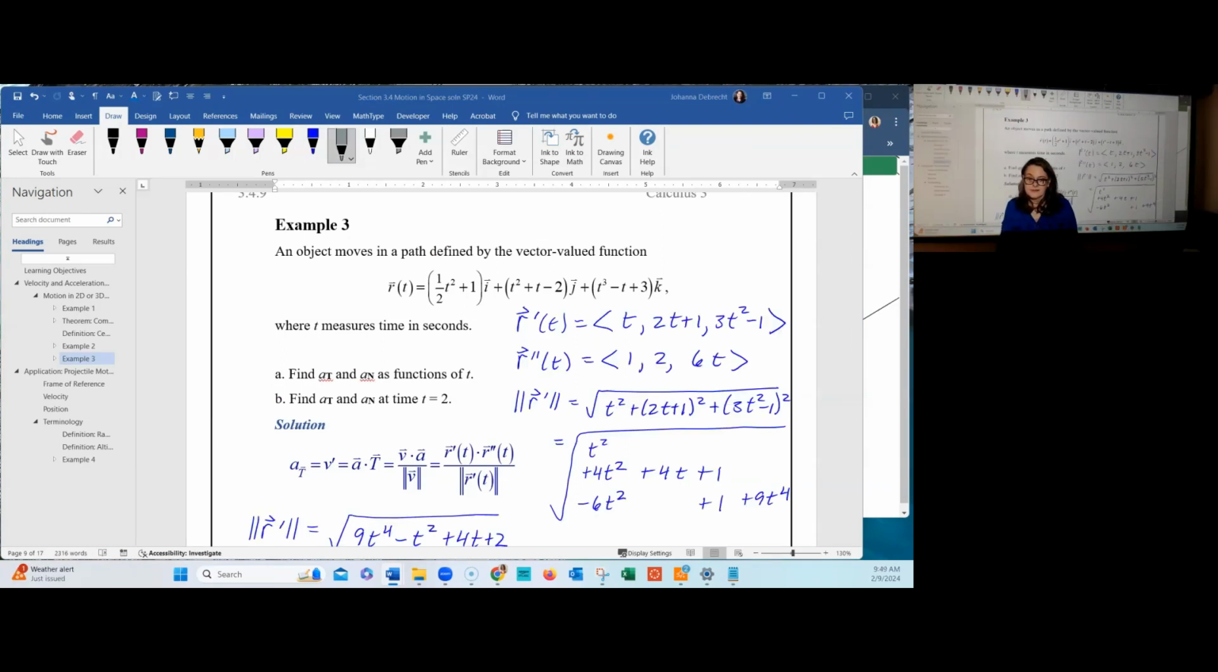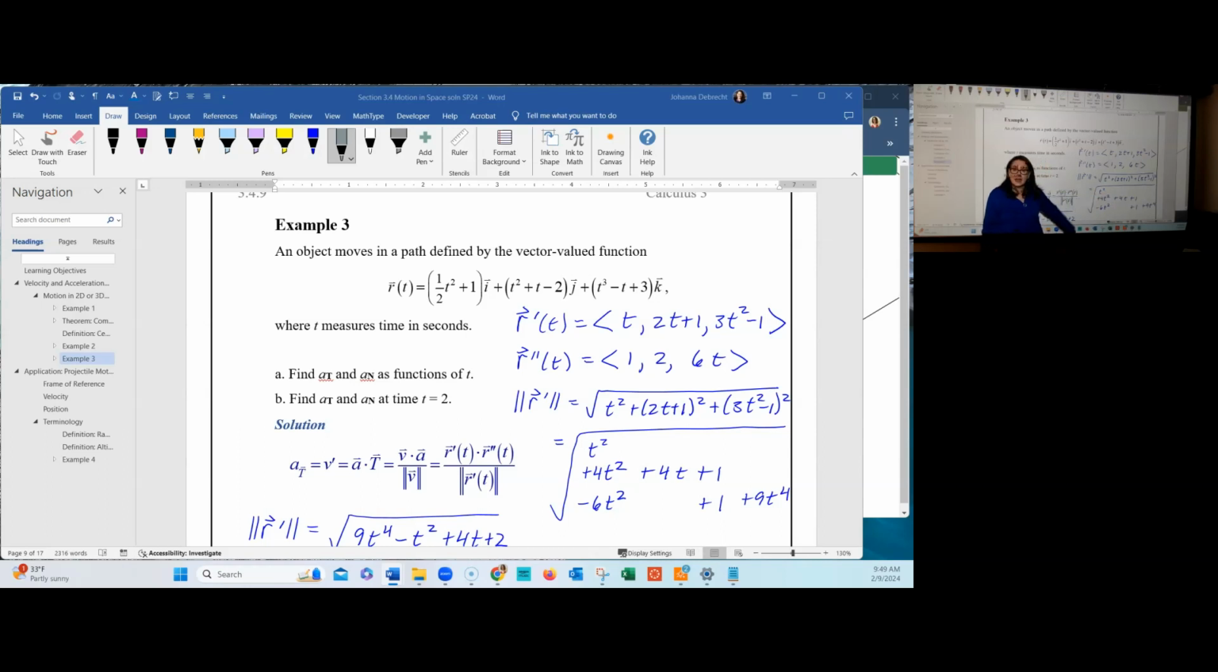Let's compare how you did. I'm not going to go into quite as much detail on this one, but I do want to point out a better way of doing multiplication of binomials when you have multiple terms you're having to multiply out. So I computed r prime of t, and I computed r double prime of t. To find the magnitude of r prime of t, the speed, what I did was I multiplied out the binomials, but I lined up like terms under like terms.